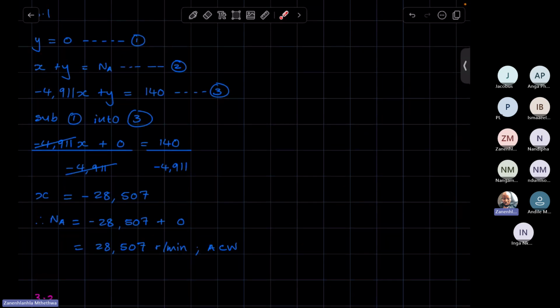It's very important, that part. Don't leave your answers as just positive and negative. Always write down the direction of rotation. Are we clear here? Yes, sir. All right.